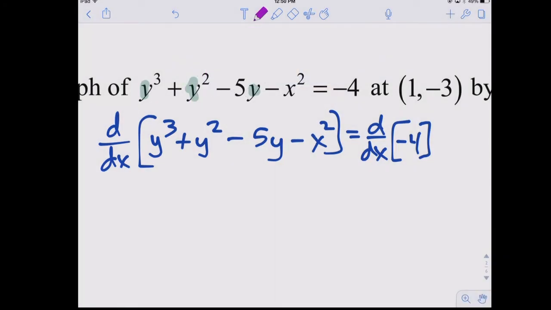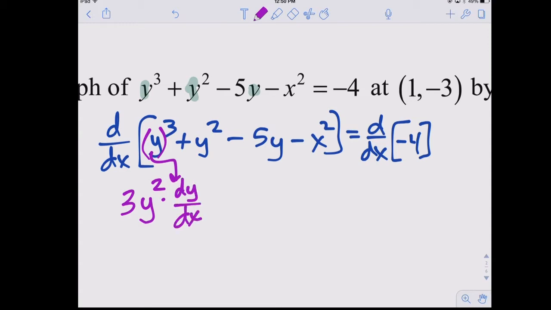Here we go. We have 4 terms on the left. We treat each term individually. What is the derivative of y cubed with respect to x? It's 3y squared, or you could put parentheses around here, so you could say it's blob cubed, so it becomes 3 blob squared times the derivative of the blob with respect to x, which is what?